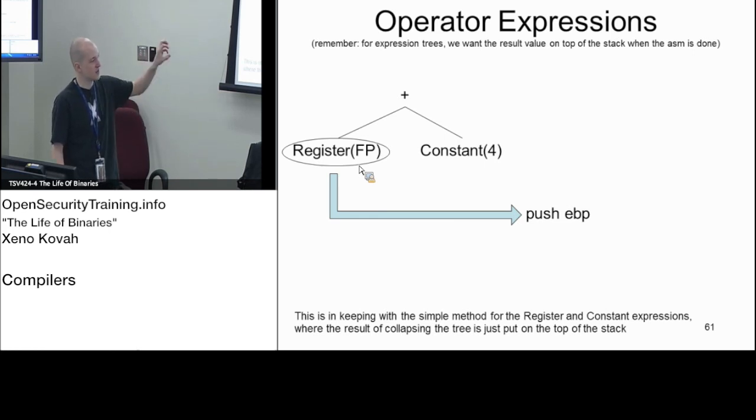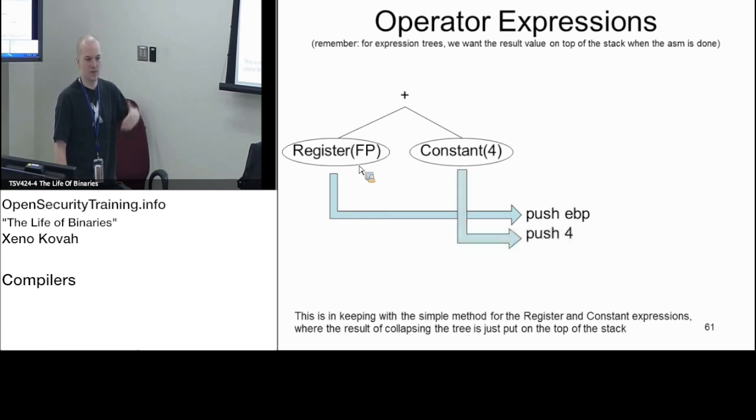So you just say register frame pointer, OK? On x86, I'm going to push an EBP. Then you go up, and then you go down the other branch, and you say constant 4. OK, I'm going to push this 4 onto the stack. And then you go up, and you do plus.